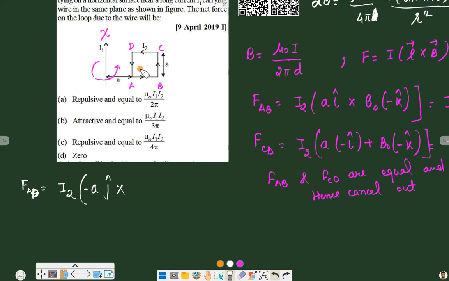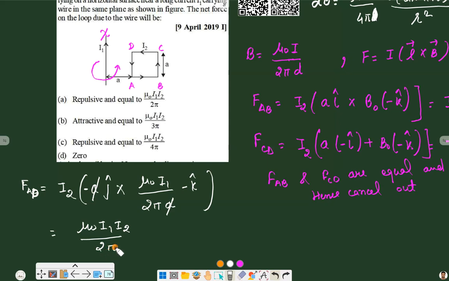Magnetic field will again be in the minus K direction, because all these conductors are on the same right side, and value of magnetic field will be this one: mu node I1 by 2 pi of distance A, into minus K. So it will come out to be, A gets cancelled here, and we will have mu node I1 I2 by 2 pi, and J cross K, negative is positive, and J cross K is I.